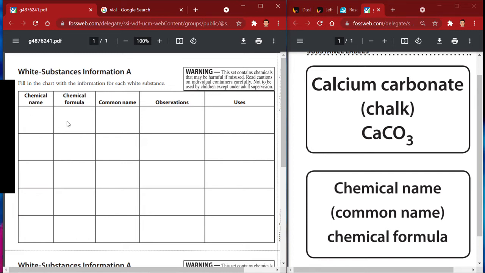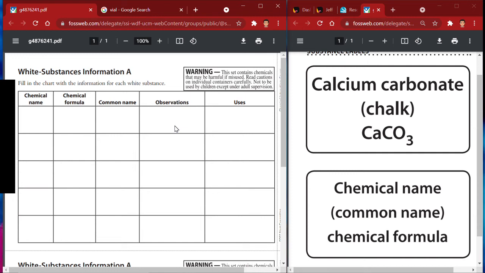So we want to fill each of these boxes in for every vial you look at, and then make your observation. Use your magnifying glass to really look at what these particles of each substance look like and make your observations. And remember, we know what these are, so we're just describing what the particles look like.